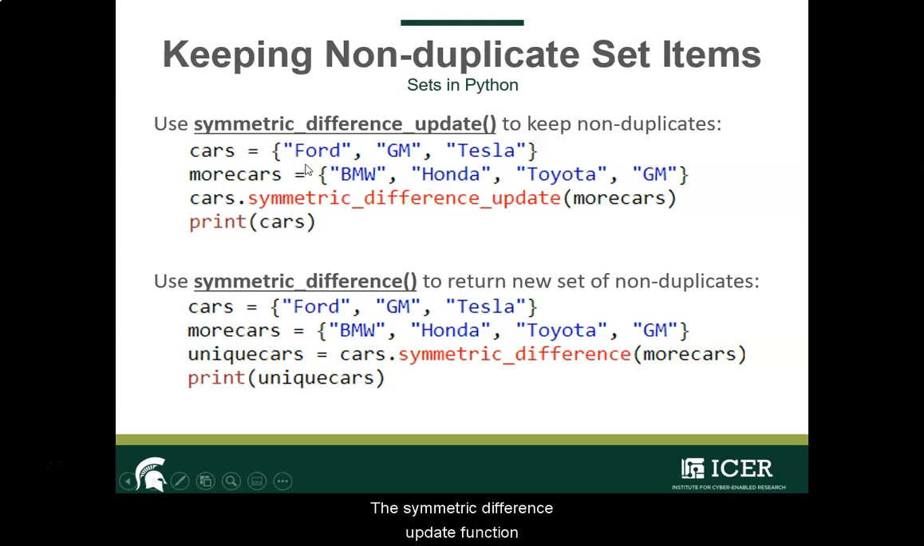The symmetric difference update function is used to keep any non-duplicate items. So if you try out this example, you will see that cars is then modified to keep Ford, Tesla, BMW, Honda, and Toyota. GM is a duplicate and is removed. If you want to return non-duplicate items as a new set, you can use the symmetric difference function as shown here.